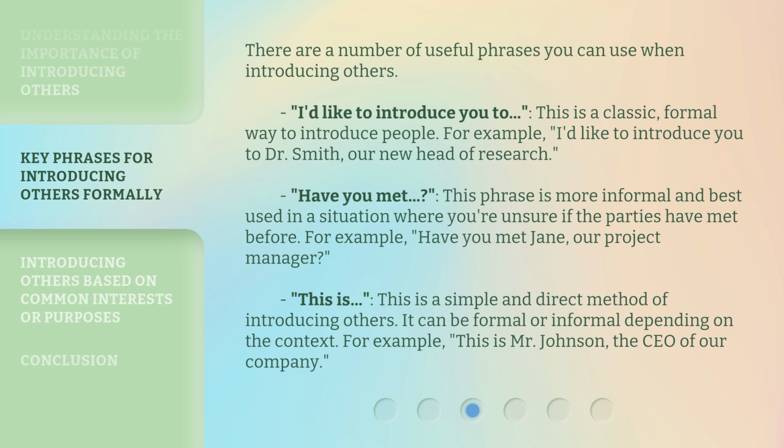"Have you met?" This phrase is more informal and best used in a situation where you're unsure if the parties have met before. For example, "Have you met Jane, our project manager?" "This is." This is a simple and direct method of introducing others. It can be formal or informal depending on the context. For example, "This is Mr. Johnson, the CEO of our company."